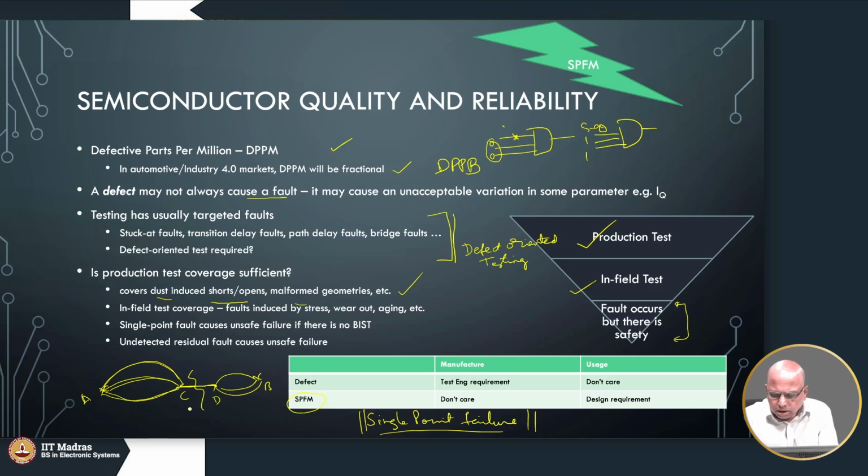See, during manufacture, we don't worry about these kind of things. We are sort of looking at all defects in the same way. We don't care whether it is a single point fault, we are interested in all defects. Whereas during usage, we are mainly looking at SPFM. So that will cause a problem.